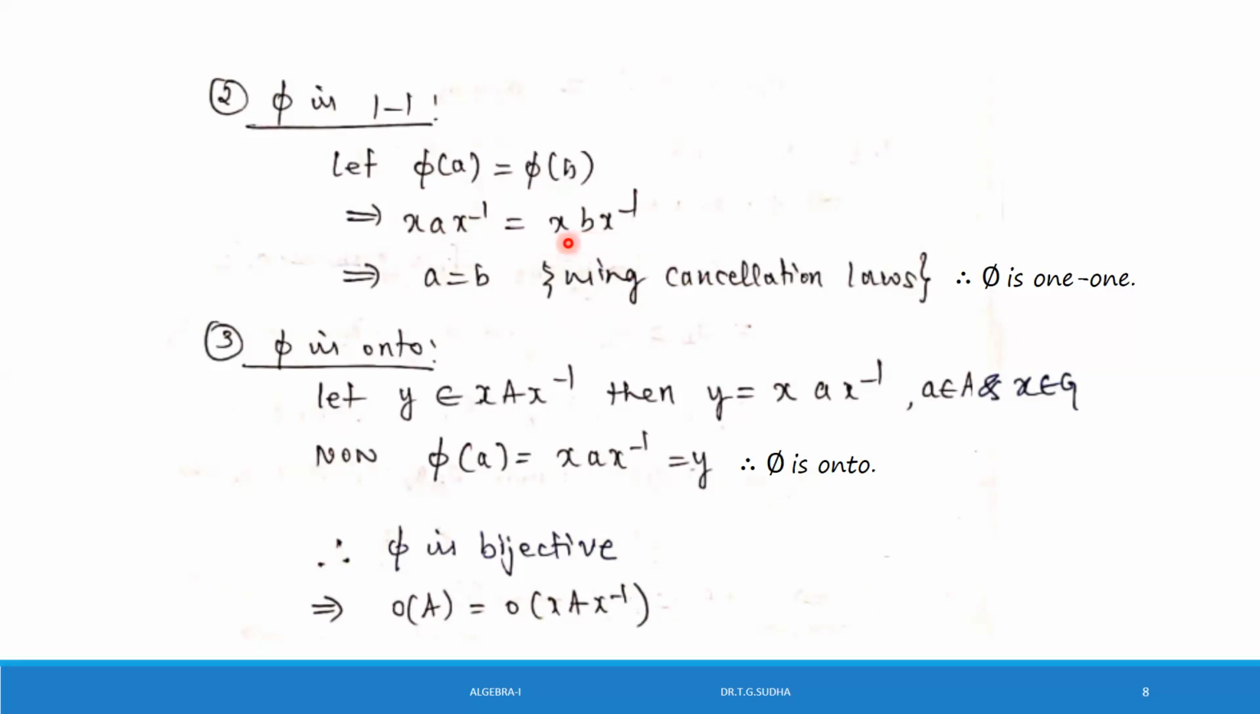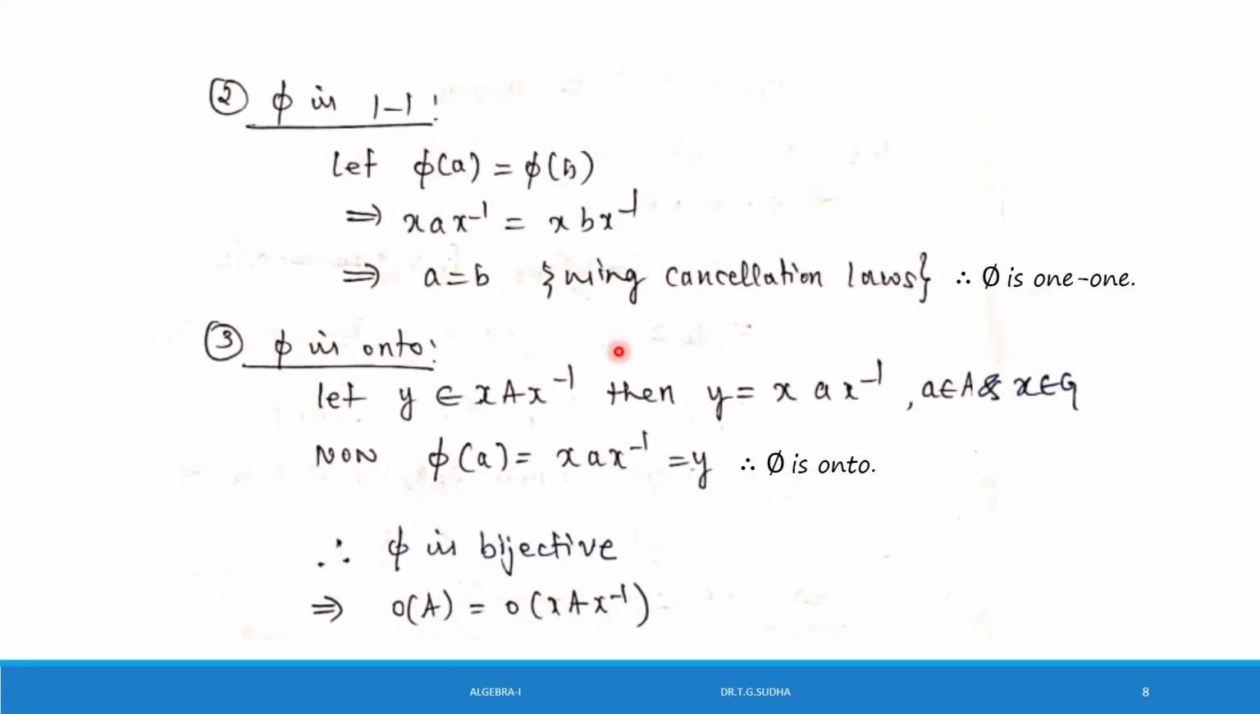Since x, a and b are all elements of G, using the cancellation laws in group G, we can cancel x on the left hand side using the left cancellation law and x inverse on the right hand side using the right cancellation law, and we get A is equal to B. Therefore, phi is 1, 1.